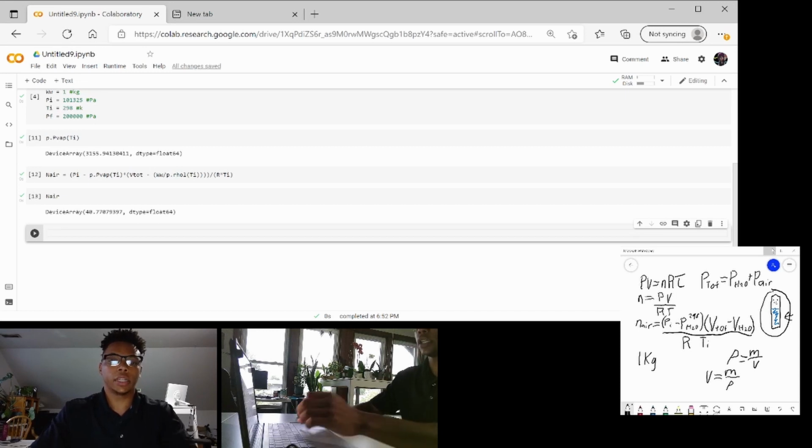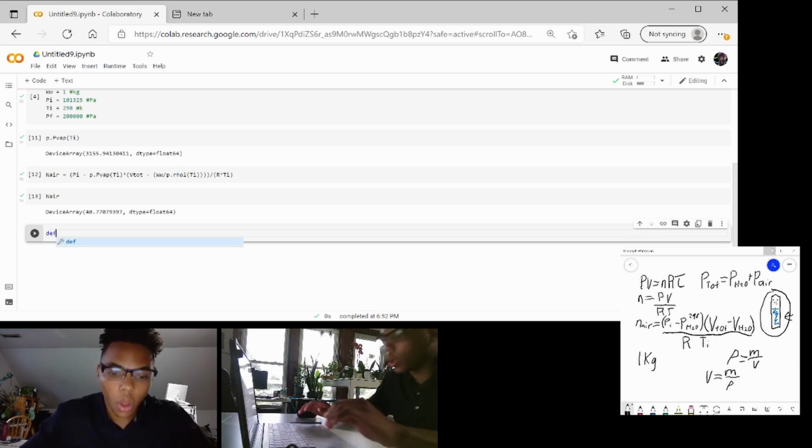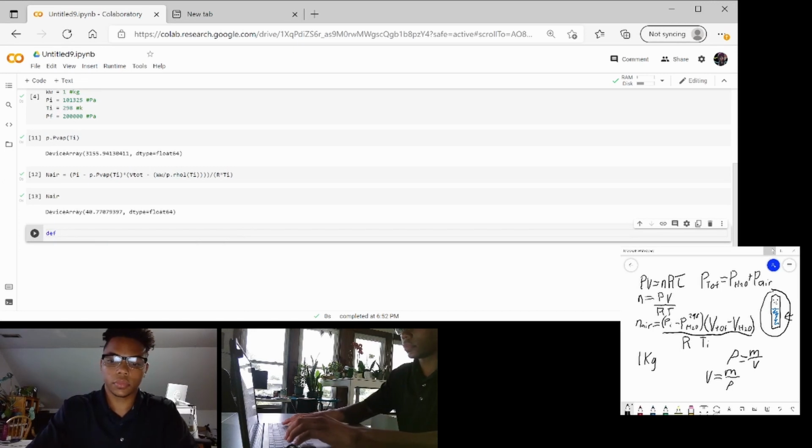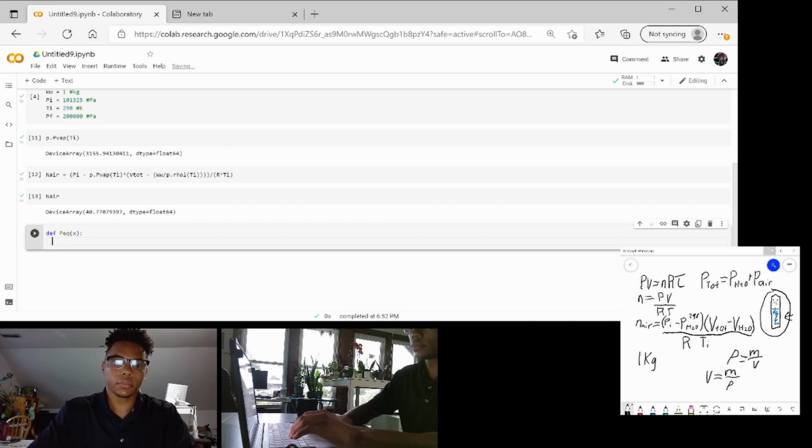So what we're going to do is set up a whole new equation. P of x. Fingers are glitching today. And we're going to use this equation to find our final temperature. So that is going to be equal to x.